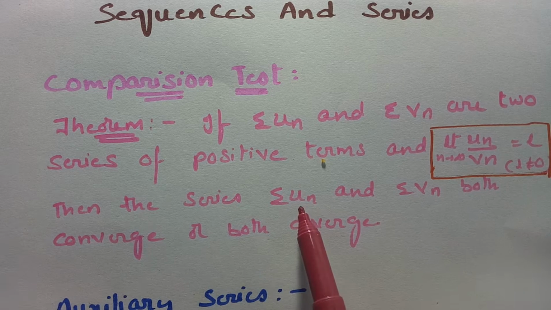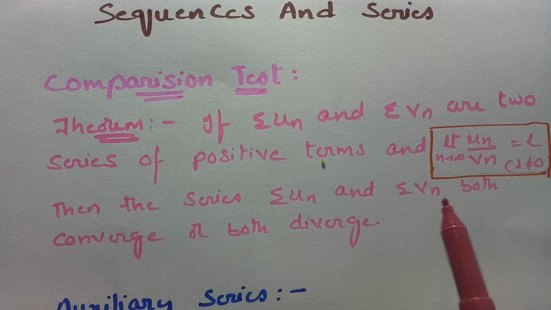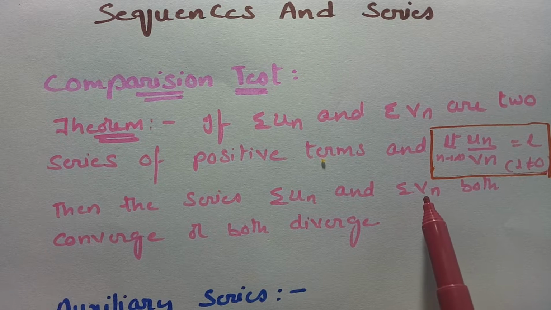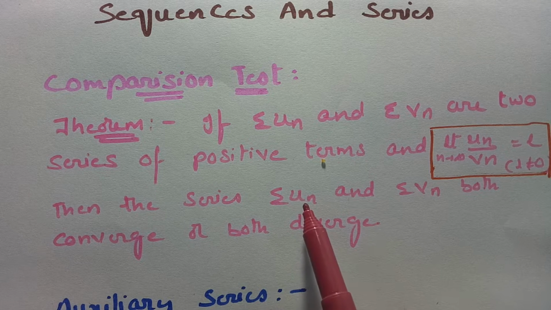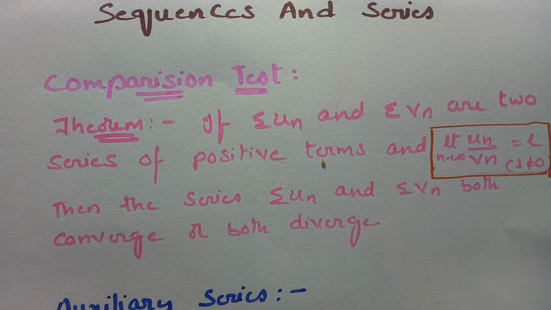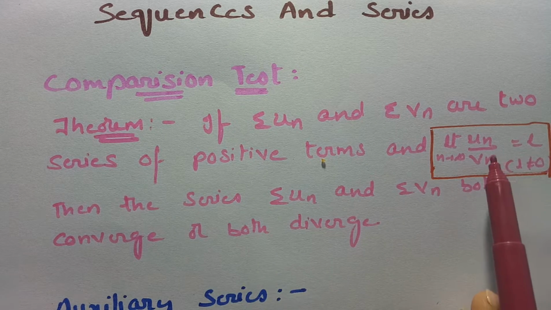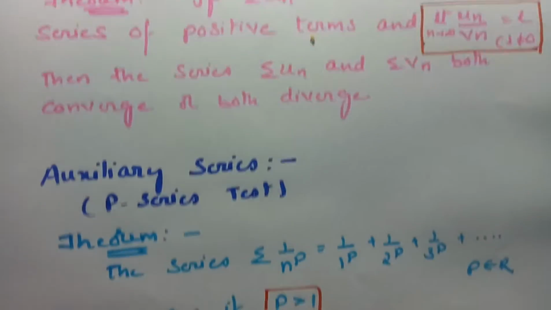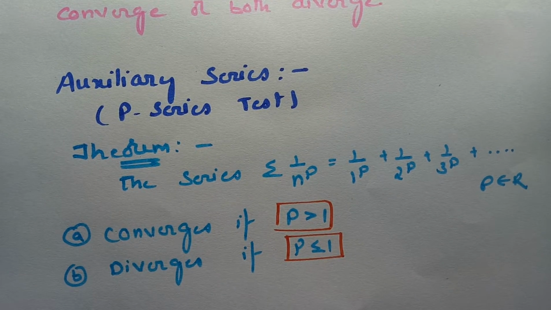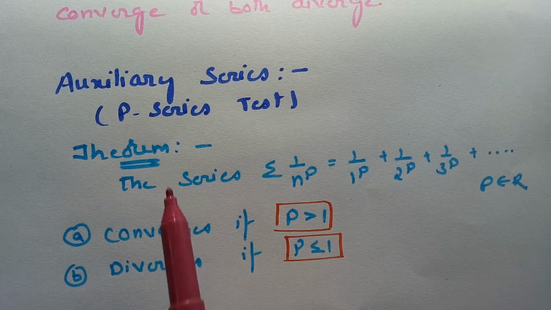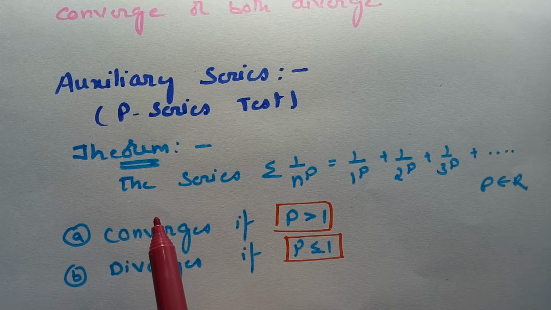If un is divergent, then automatically vn is divergent. In a similar way, if vn is convergent, then un is convergent, and if vn is divergent, then un is divergent, from the comparison test. For comparing, we have to find this limit value and an auxiliary series, the P series. This is the most important test for convergence.